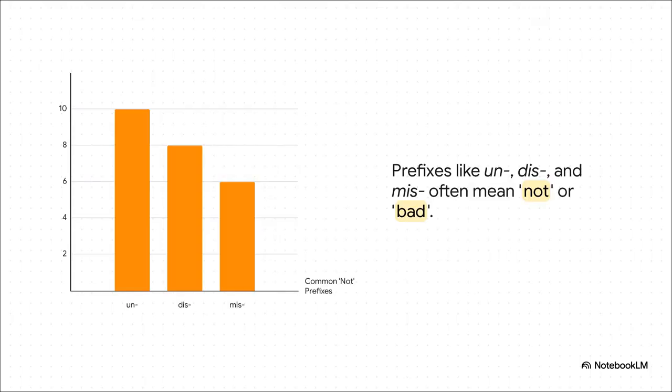And here's another cool thing you'll start to notice. A lot of prefixes hang out in little families with similar meanings. For example, un, dis, and miss all pretty much mean not or bad. Unhappy means not happy. To dislike something is to not like it. A misprint is a bad print. So if you learn one of them, you're basically learning how to decode a whole bunch of other words without any extra work.